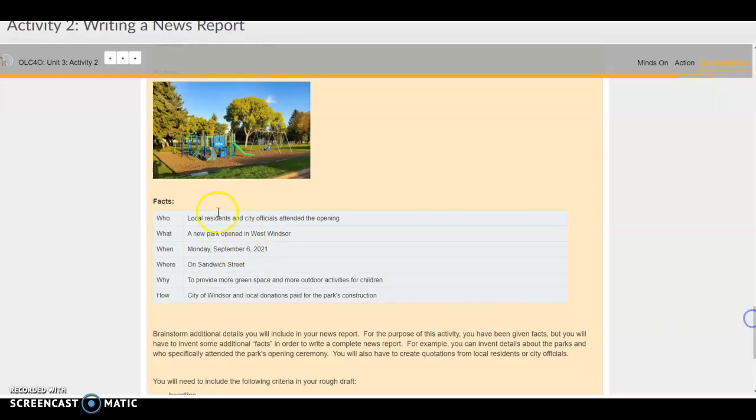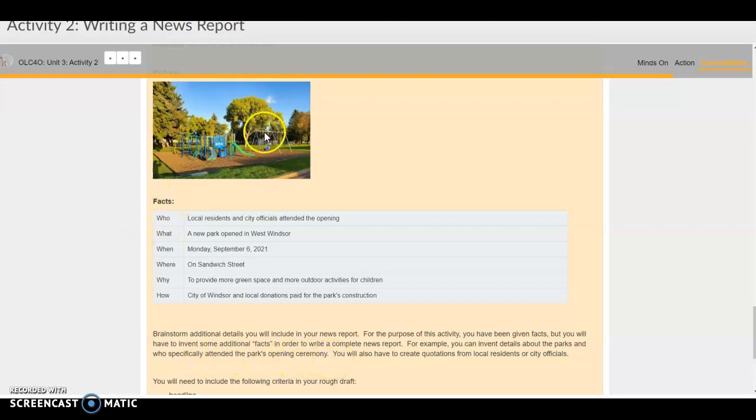So of course, this is not going to fill a whole news report here. You're going to have to expand on these facts. So you're going to have to include additional details. For the purpose of this activity, you have been given facts, so these facts right here, but you will have to invent some additional facts in order to write a complete news report. So, for example, you can invent details about the park and who specifically attended the park's opening ceremony.